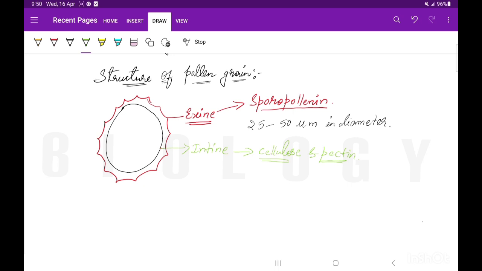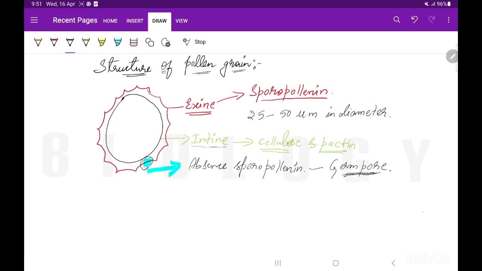On the outer layer of the pollen grain, there is a prominent aperture where sporopollenin is absent. Absence of sporopollenin is seen on the outer layer of the pollen grain, where the pore is called germ pore. Hence, exine is the outer layer, intine is the inner layer. There is an absence of sporopollenin deposition at certain points. That pore is called germ pore. Then this intine is continuously present around the pollen grain, which is very thin, made up of cellulose and pectin.